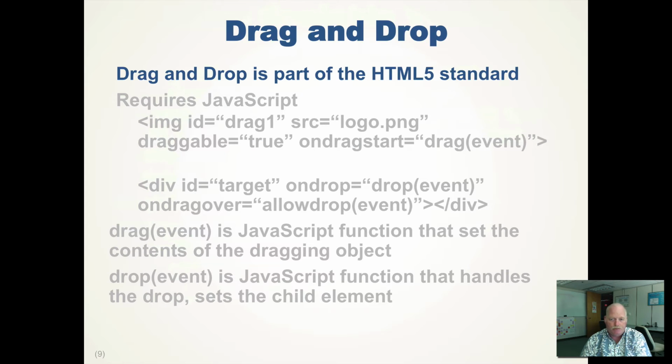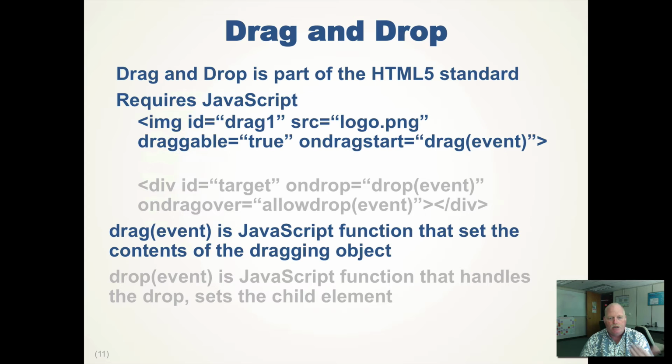Drag and drop is part of the standard now. You do need JavaScript. To make something draggable, you set the attribute draggable to true. And so now this image is draggable. It can be dragged around. When the drag starts, we call the JavaScript drag method. And that method or function sets the contents of the dragging object, so you remember what's being dragged around.